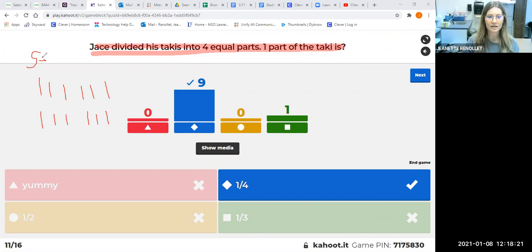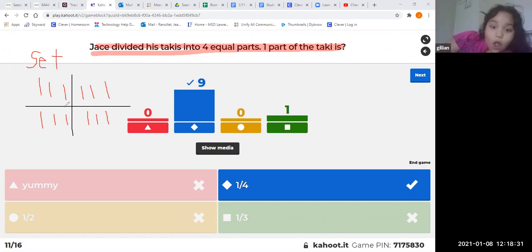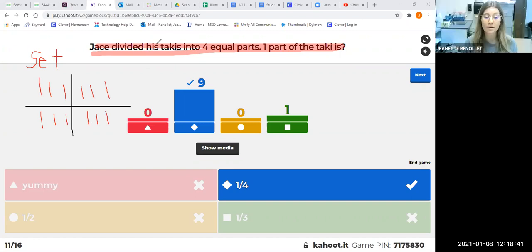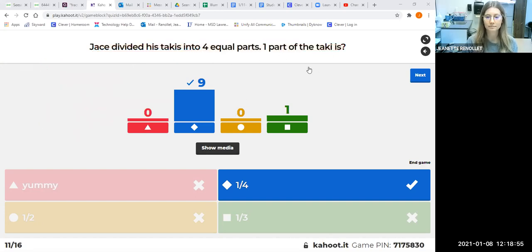And if Jace divided his Takis into 4 equal parts, so one part of it. So sometimes fractions can represent a set or a group, and we will learn more about that as we move beyond unit fractions. Great job answering 1/4 correctly. I am impressed with you guys.